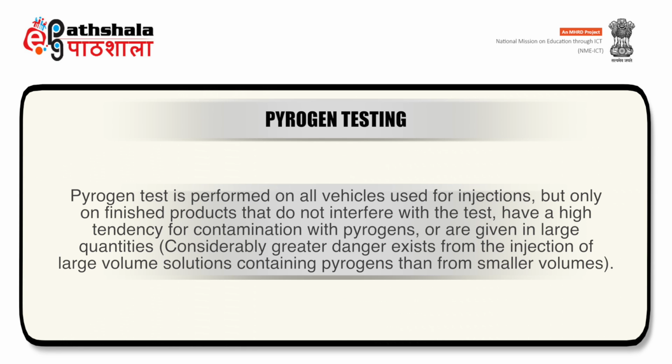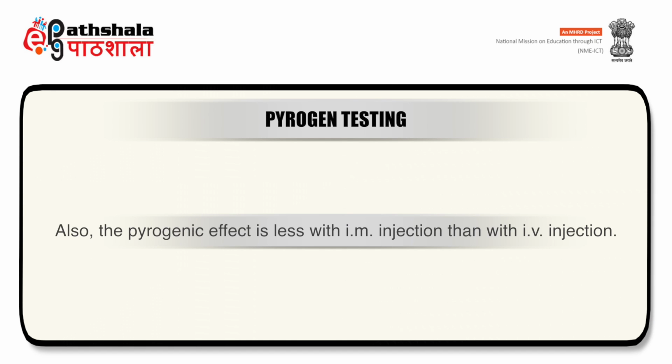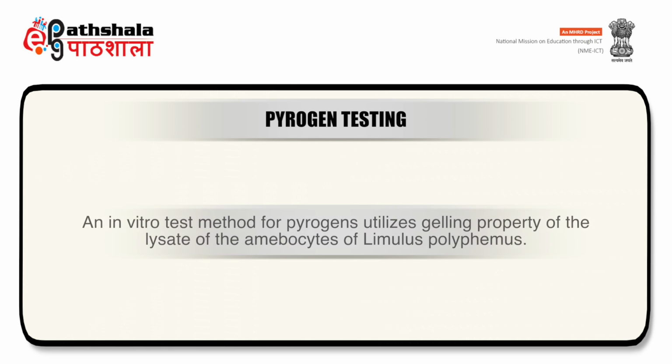Considerably greater danger exists from injections of large volume solutions containing pyrogens than from smaller volumes. Also, the pyrogenic effect is less with intramuscular injections as compared to intravenous injections. An in vitro test method for pyrogens utilizes the gelling property of lysate of the amoebocytes of Limulus polyphemus.